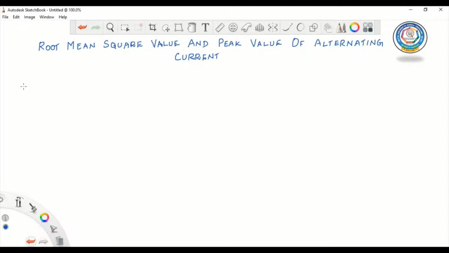And how can you represent this RMS value? Actually, this value is represented as I RMS, or else we can also represent it as I virtual, or as I effective. So what is this RMS value, children? Once again, I'll repeat it. It is a steady current which would produce the same heat in a given resistance in a given time as is done by the alternating current when passed through the same resistance for the same time.